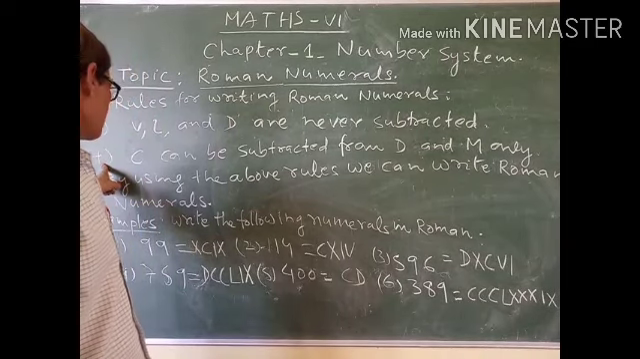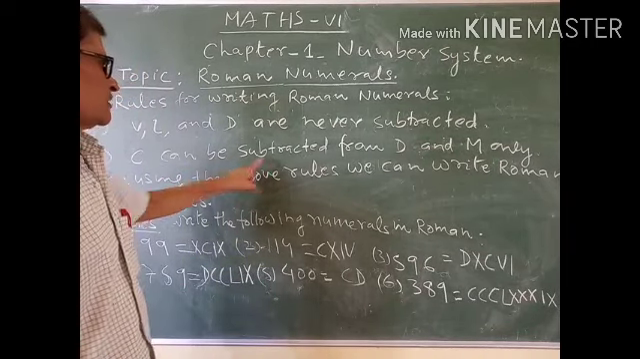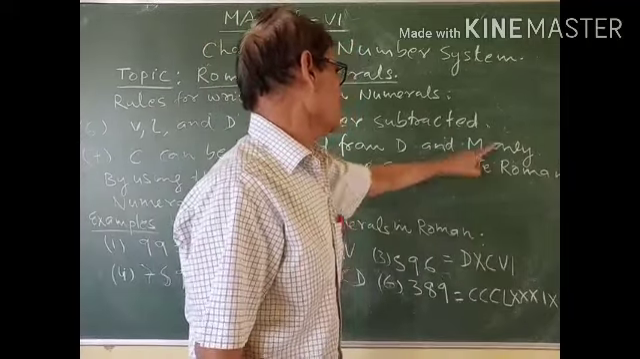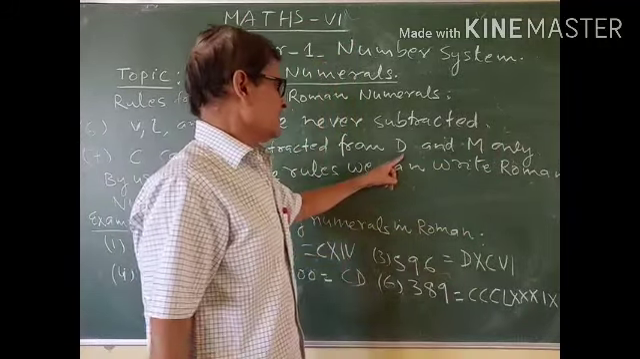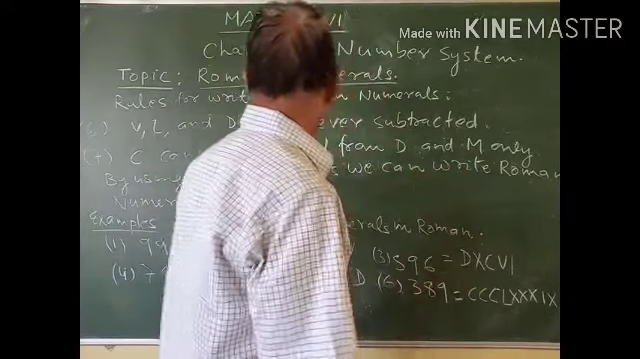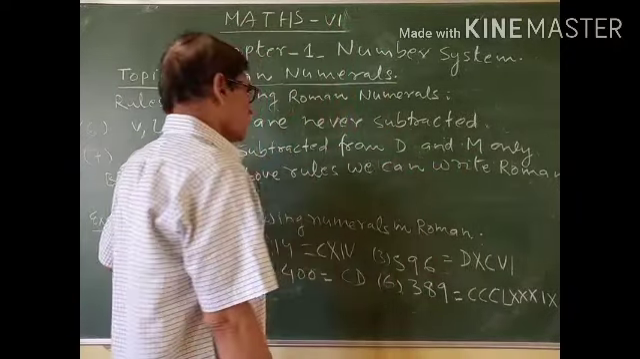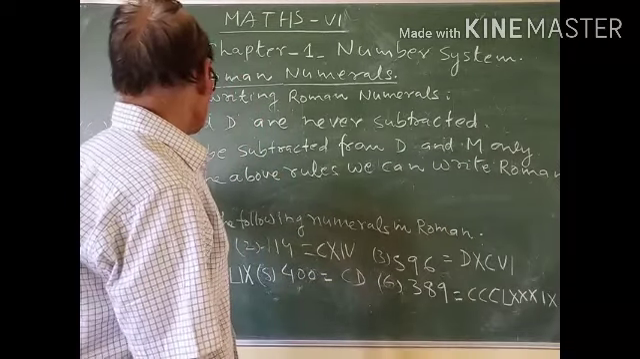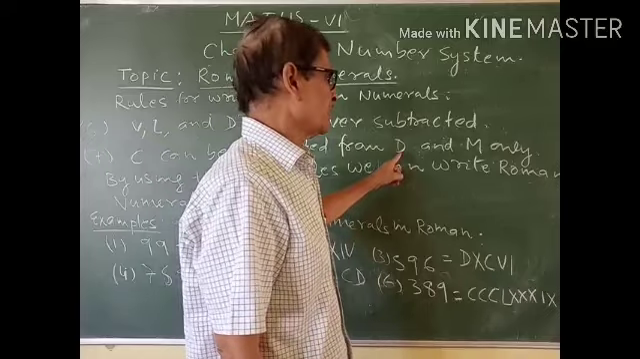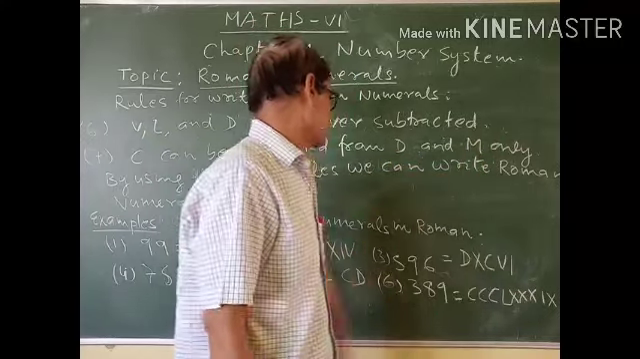Last rule is C can be subtracted from D and M only. D is 500, M is 1000. It means C, 100, can be subtracted only from D, 500, and M, 1000.